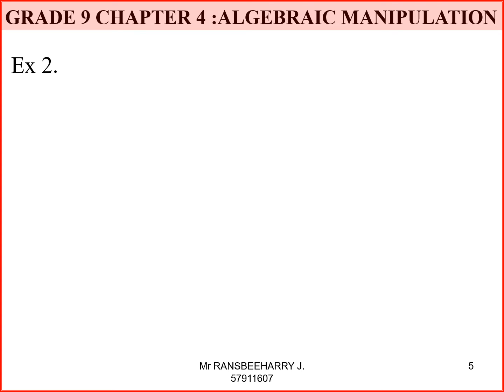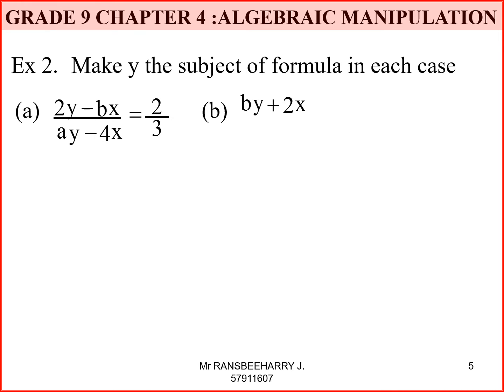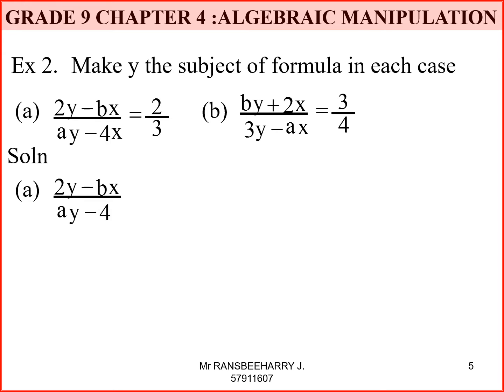Example 2. Make y the subject of formula in each case. Part A: 2y minus bx divided by ay minus 4x is equal to 2 over 3. Part B: by plus 2x divided by 3y minus ax is equal to 3 divided by 4. Solution part A. We have 2y minus bx over ay minus 4x is equal to 2 over 3.